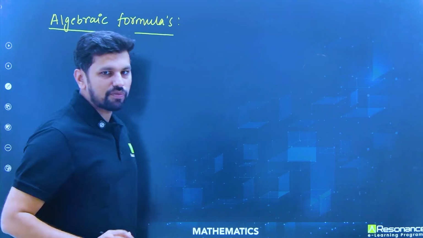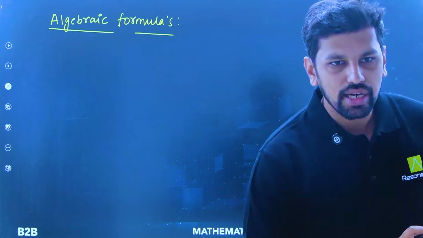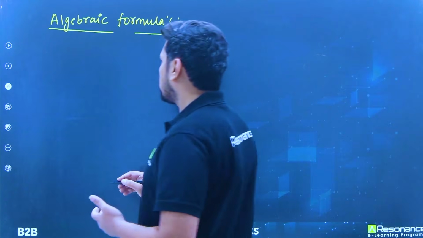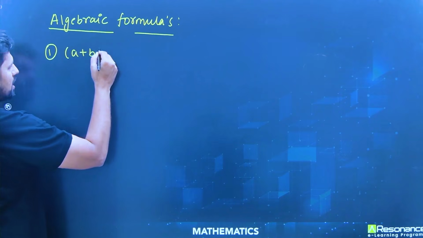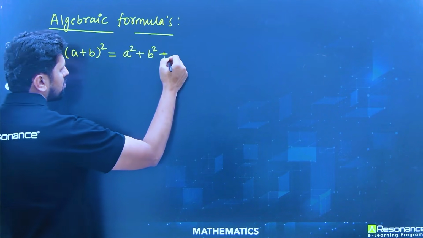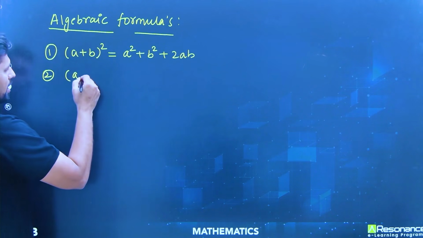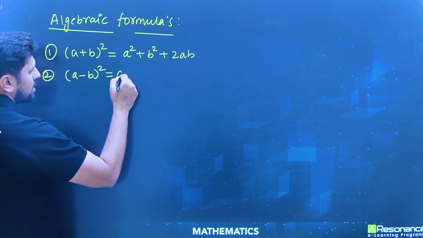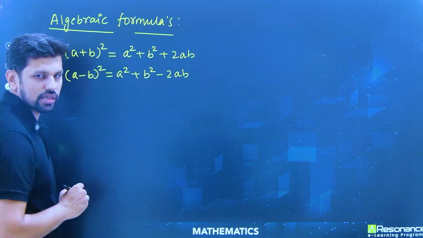So we'll start from very basic and we will go to all the formulas which you have read up to class 10th. Okay, so first formula is we all know (a plus b) whole square, that is a square plus b square plus 2ab. Second one is (a minus b) whole square, that is a square plus b square minus 2ab. Correct?